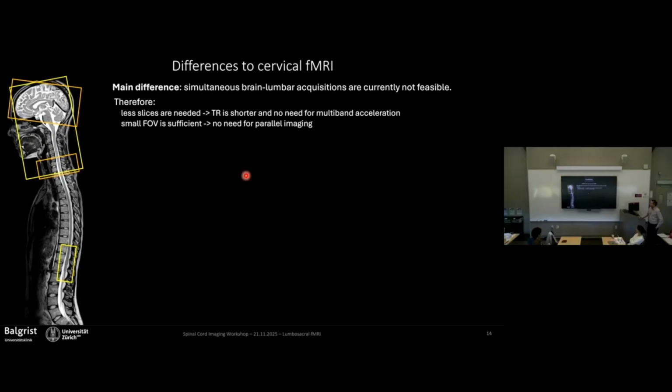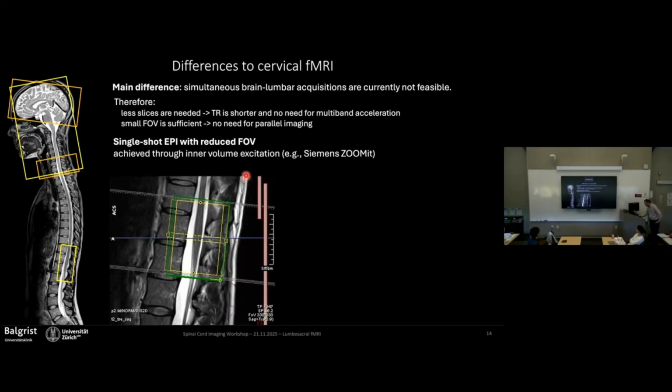The other consequence is that a small field of view is sufficient, because we don't need to accommodate the brain in the field of view. So typically there is also no need for parallel imaging. The standard sequence for the lumbosacral cord is a single shot EPI with this field of view. The recommended way to achieve it is through inner volume excitation, which on Siemens is called ZOOMit. I believe other vendors have different names. Here you can see an example of the reduced field of view, the yellow box.